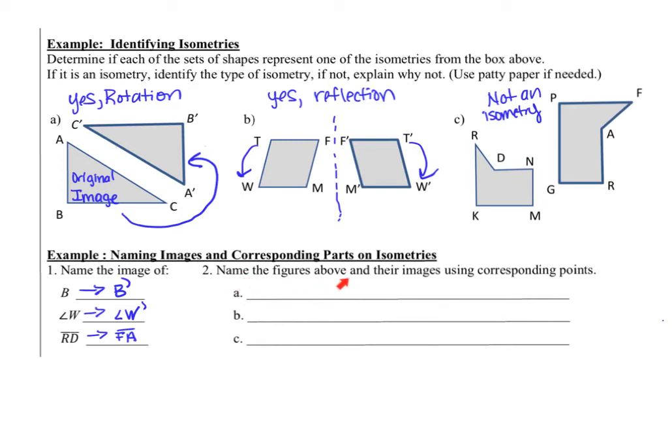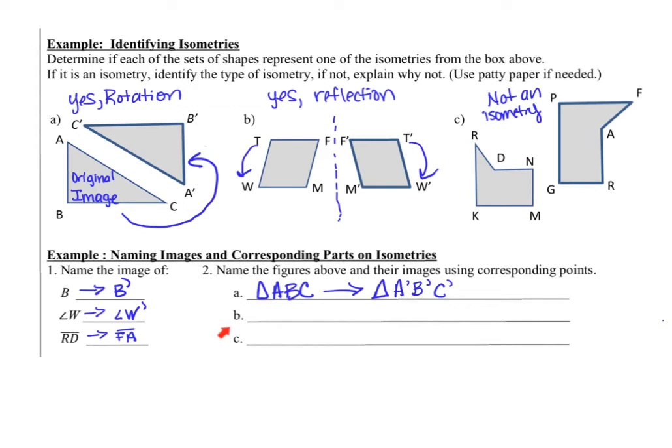So now let's name the figures above and their images using our corresponding points. So if I label this triangle going from A to B to C, that would be triangle ABC. The image would need to go in the same order according to the corresponding parts. So if I did A, B, C, then I would have to go A prime, B prime, and C prime.